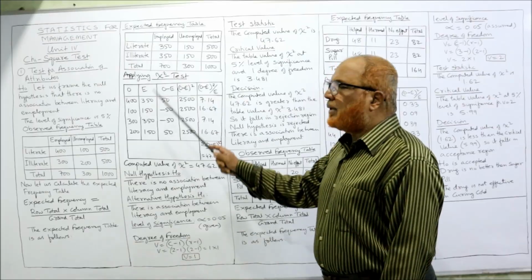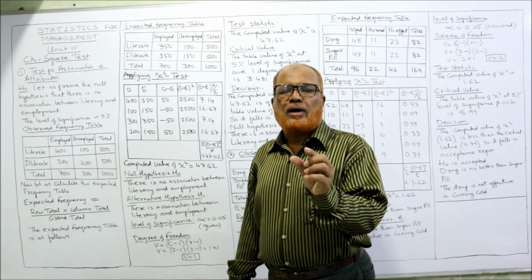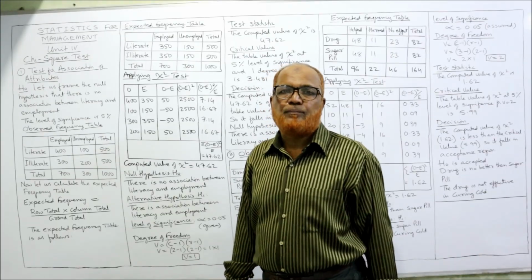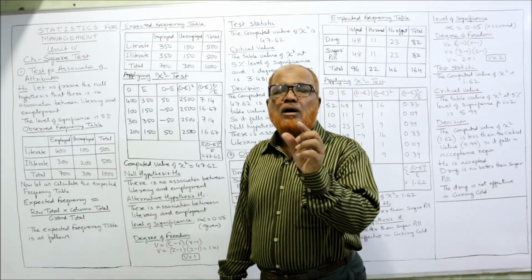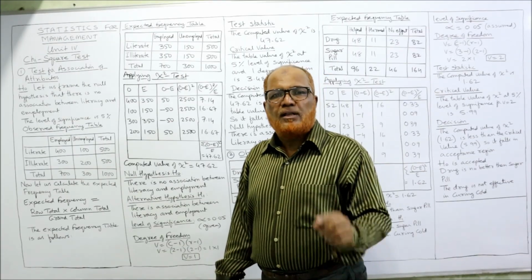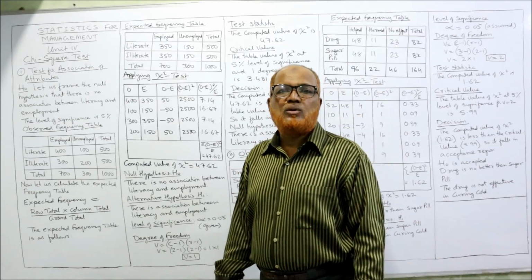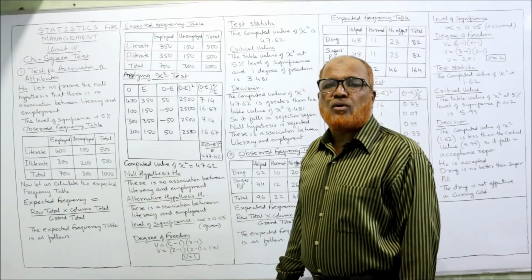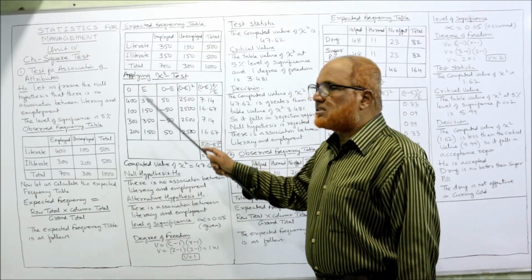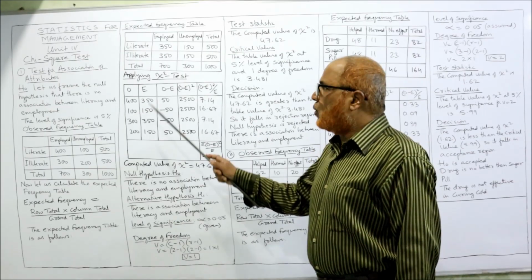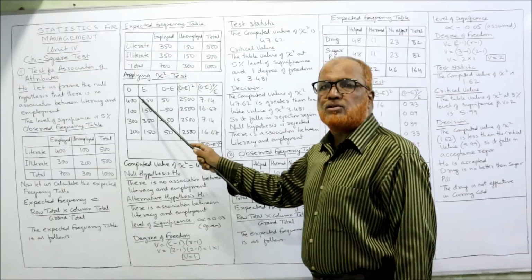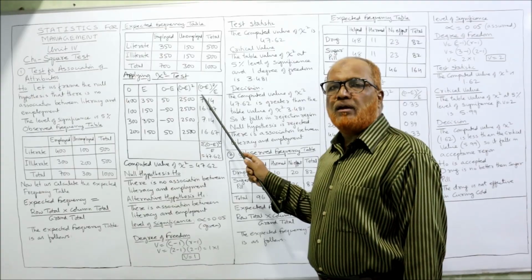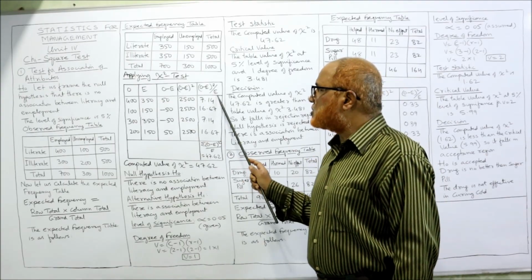Now applying the chi-square test. In chi-square, we have the formula O minus E whole square divided by E. That is the formula for finding out the computed value of chi-square. This I have already explained in the theory video, right? Now, first column O. O stands for observed frequencies. E stands for expected frequency. O minus E, we have to find out the difference. Square the difference, O minus E whole square. After squaring, divide by E, the expected frequency.